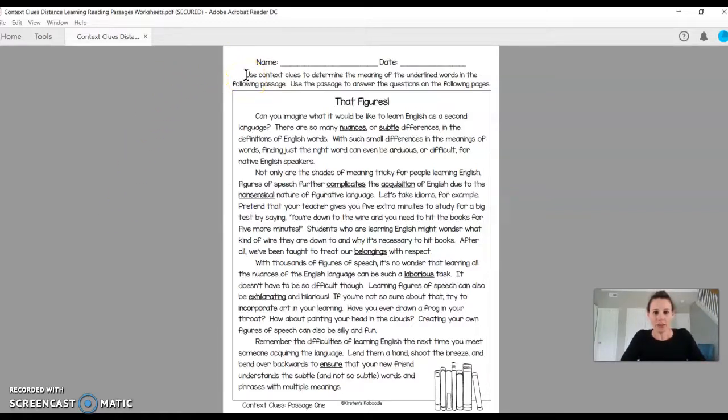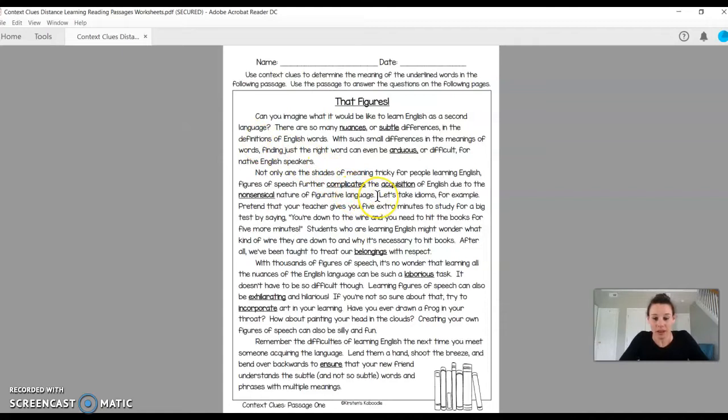Use context clues to determine the meaning of the underlined words in the following passage. Use the passage to answer the questions on the following pages. All right, the title is That Figures. And in this, I love the name of this title because we're going to be talking about figurative language, things like idioms. Can you imagine what it would be like to learn English as a second language? There are so many nuances or subtle differences in the definitions of English words. With such small differences in the meanings of words, finding just the right word can even be arduous or difficult for native English speakers. Not only are the shades of meaning tricky for people learning English, figures of speech further complicates the acquisition of English due to the nonsensical nature of figurative language.